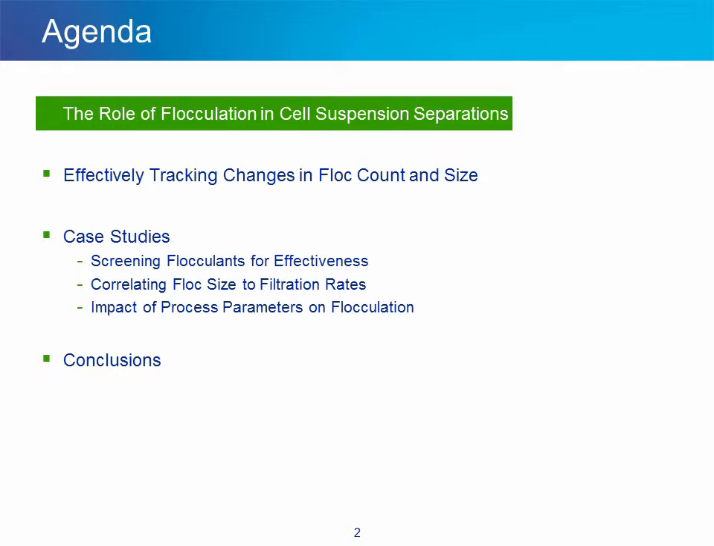So I'll quickly take you through the agenda for the webinar. Firstly, we'll look at the role of flocculation itself in cell suspension separations. We'll look at how to effectively track changes in floc count and size and how to track the flocculation process itself, specifically in situ and in real time. Thirdly, we'll look at some case studies focused on, first of all, screening flocculants for their effectiveness, correlating floc size and flocculation performance with filtration rates, and then studying the impact of process parameters on flocculation. Finally, we'll wrap up with some conclusions and takeaways.